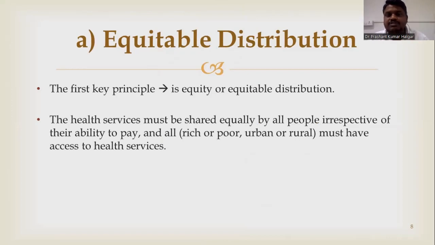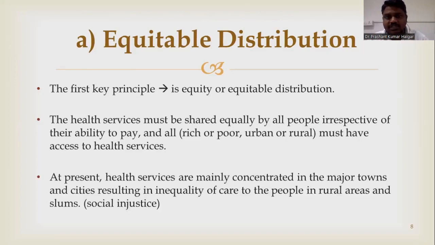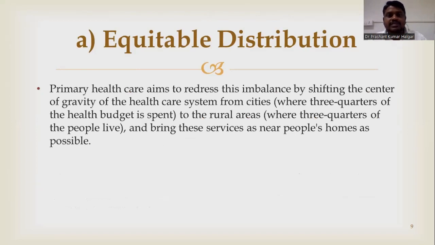What is this? Health services must be shared equally by all people, irrespective of their ability to pay, whether they are rich or poor, from urban or rural areas, and must have access to the health services. This is one of the basic principles. At present, health services are mainly concentrated in the major towns and cities, resulting in inequality for the people in rural areas and slums. Most of the hospitals and health centers are situated in the urban area, but most of the people reside in the rural area. Primary healthcare helps to readdress this imbalance by shifting the center of gravity from the cities to the rural areas, where most people live.